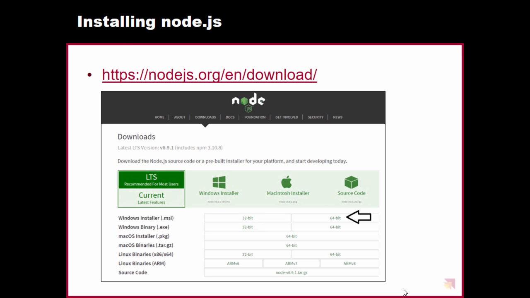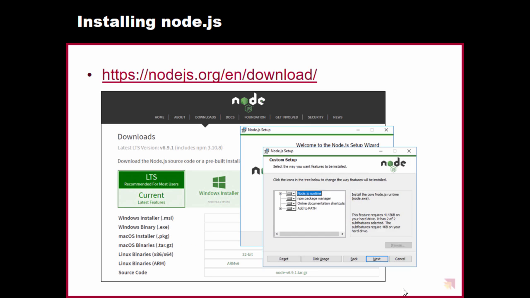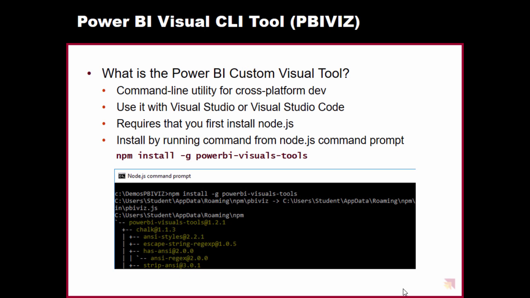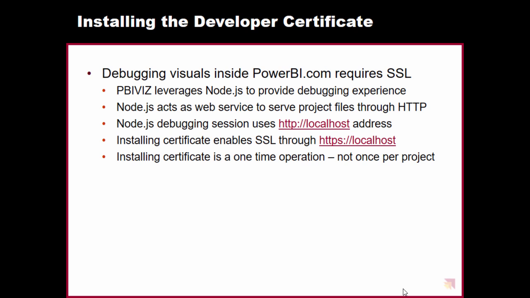Now, I'm not going to show you how to install Node.js. Here's a link. You're going to go and install this. It's just going to take a couple minutes. Once you have installed Node.js, note that it's going to install the Node Package Manager, the npm utility. Well, that allows us to take the next step, which is basically to install the Power BI visual tools. So we're going to run a npm command from the command line. You'll see that in the upcoming demo to install these tools.